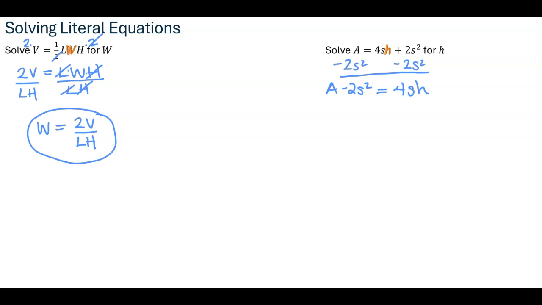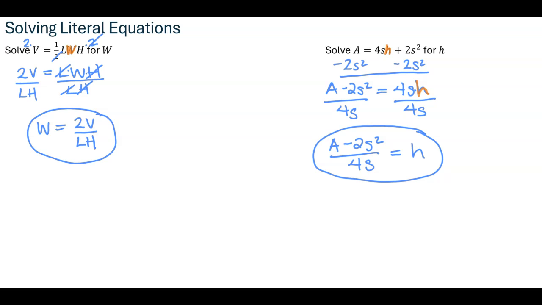And then the next step is to say, okay, I am solving for H, so I need to detach the 4s. That's multiplication. So to remove the 4s, I will divide both sides by 4s. And you really do have to divide everything over here by 4s. You can't just divide the 2s squared or just the a. And all that leaves me with is H. And again, this is a perfectly good answer.